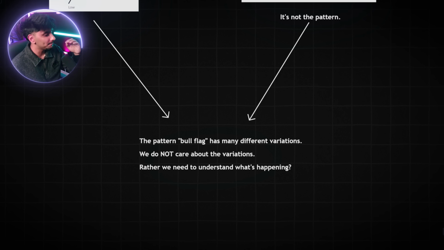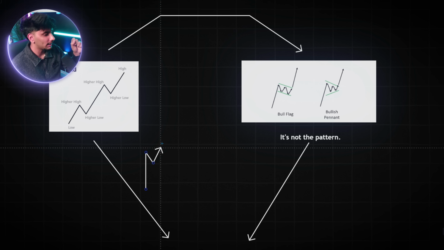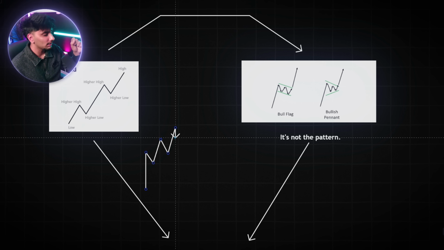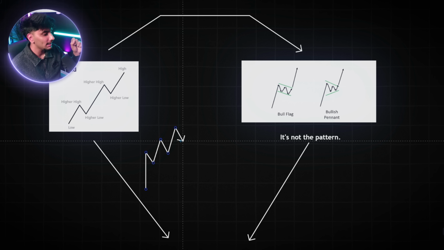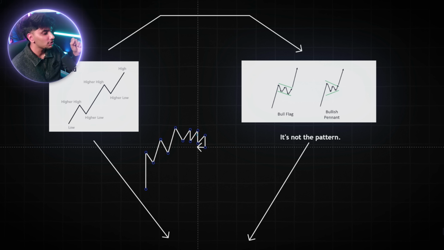The bull flag pattern has many different variations. We do not care about the variations. Rather, we need to understand what's happening. So, like I said, this here is the accumulation. This is when the stock is simply making higher highs and higher lows, like so. From this accumulation, what happens? If you're making a bullish flag or even a flat top, let's say something like this, what's going on here?